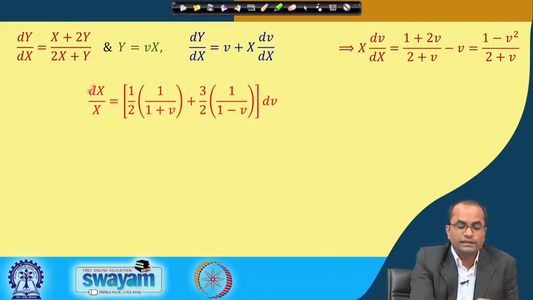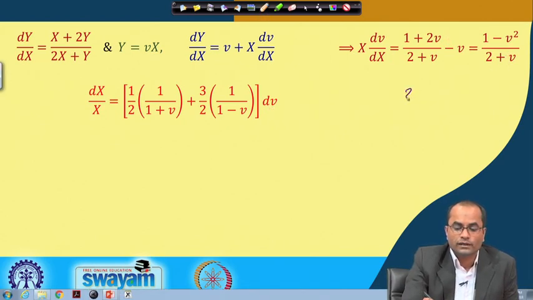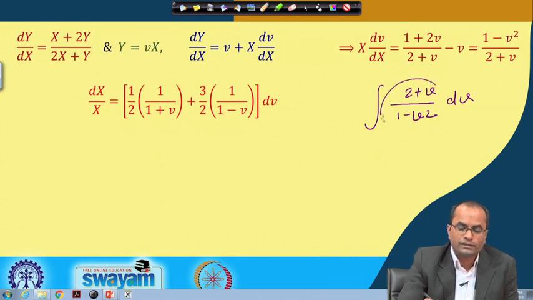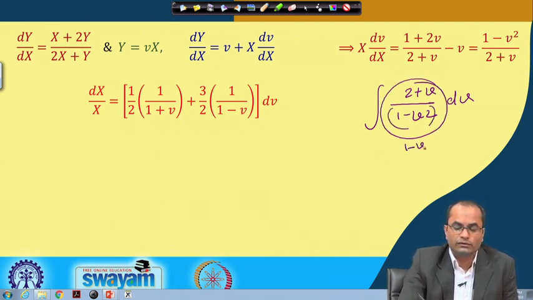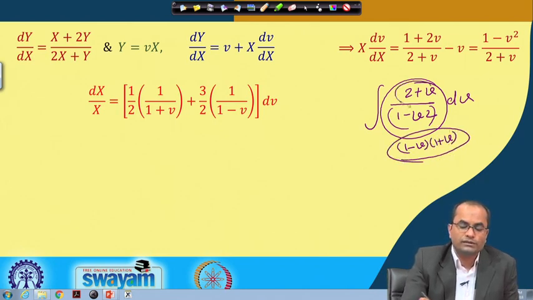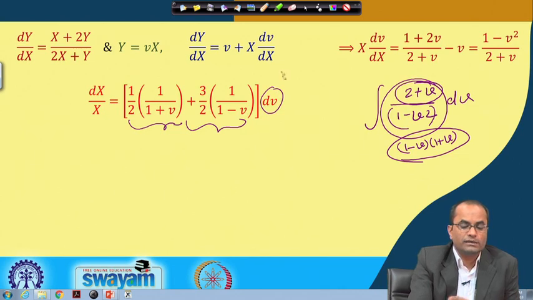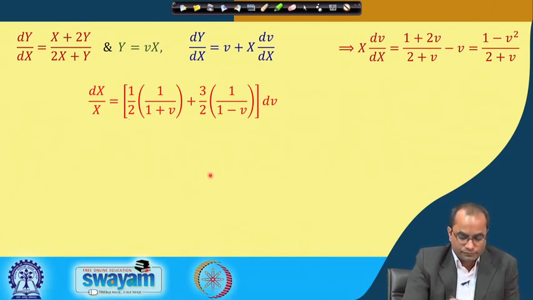That means, we have dX over X and this (2 plus V) over (1 minus V square). This term here, 2 plus V over 1 minus V square, will come with this dV. This we do with partial fractions, because this 1 minus V square we can write as 1 minus V and 1 plus V, and then we can do this partial fractions easily. So, that is the result here of the partial fractions, and then we will integrate with respect to V.